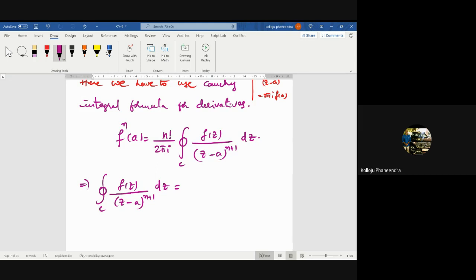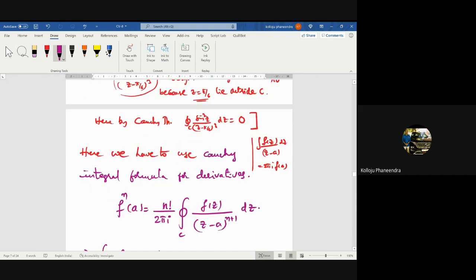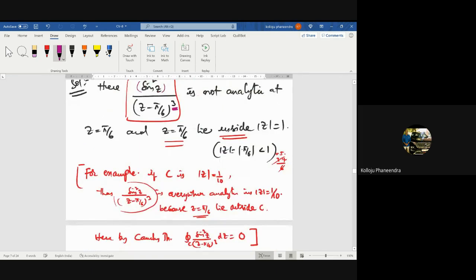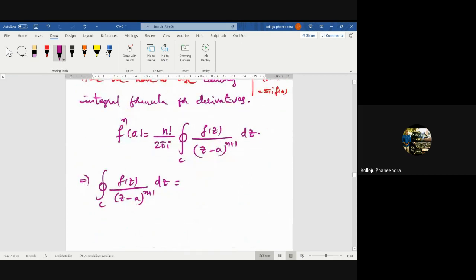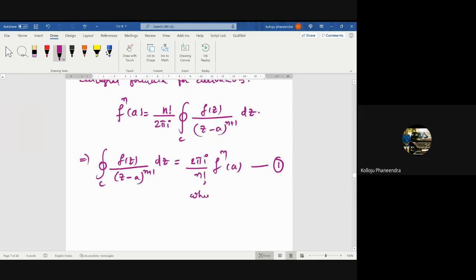See, our integral has this structure: f of z by z minus a whole power n plus 1. Check this. That is the integral. So what does this value become? 2 pi i by n factorial times the nth derivative of f at a, where z equal to a is the singularity, and the singularity lies inside C.